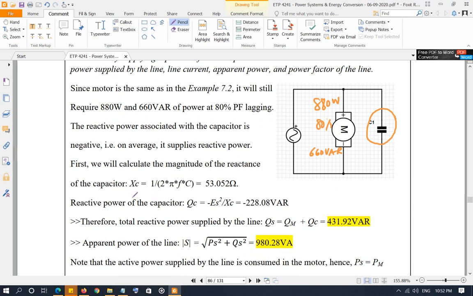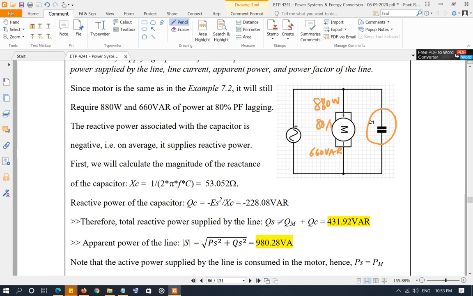So first we calculated the reactance associated with the capacitor. The reactance came out to be 53.052, and the frequency is 60 hertz. And the reactive power of the capacitor we calculated as ES squared, where ES is the voltage across the capacitor, magnitude squared divided by the magnitude of the reactance. And since capacitor reactive power is negative, I'm just adding a negative sign over here. So it is producing negative 228.08 volt ampere reactive.